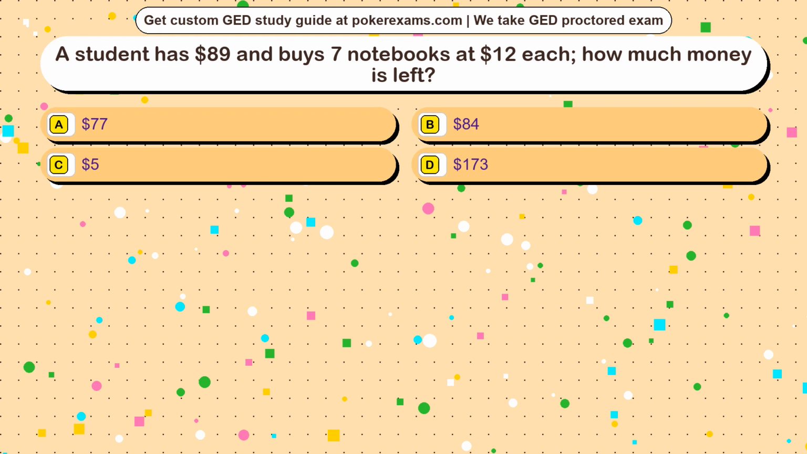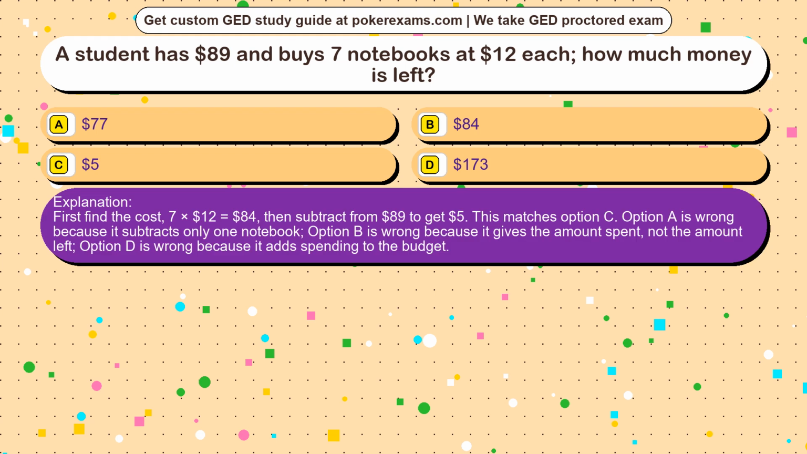The correct answer is option. First find the cost. 7 times $12 equals $84, then subtract from $89 to get $5. This matches option C. Option A is wrong because it subtracts only one notebook. Option B is wrong because it gives the amount spent, not the amount left. Option D is wrong because it adds spending to the budget.